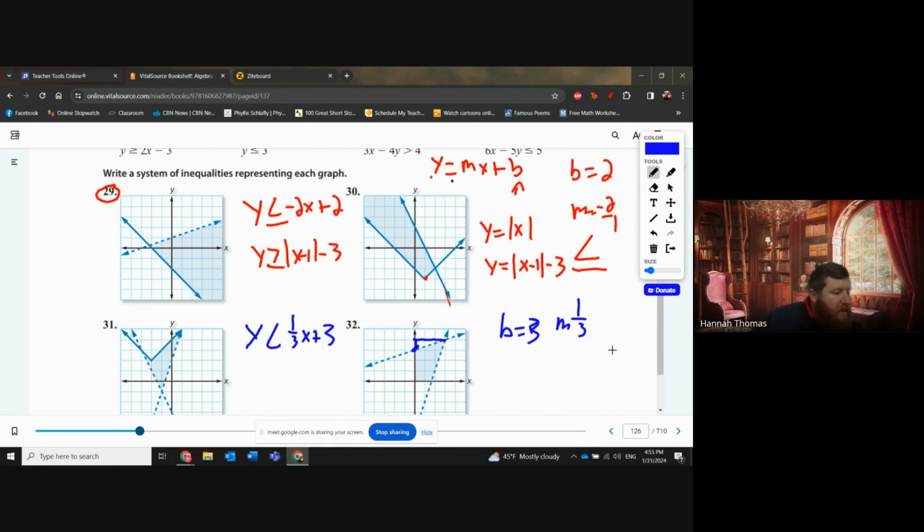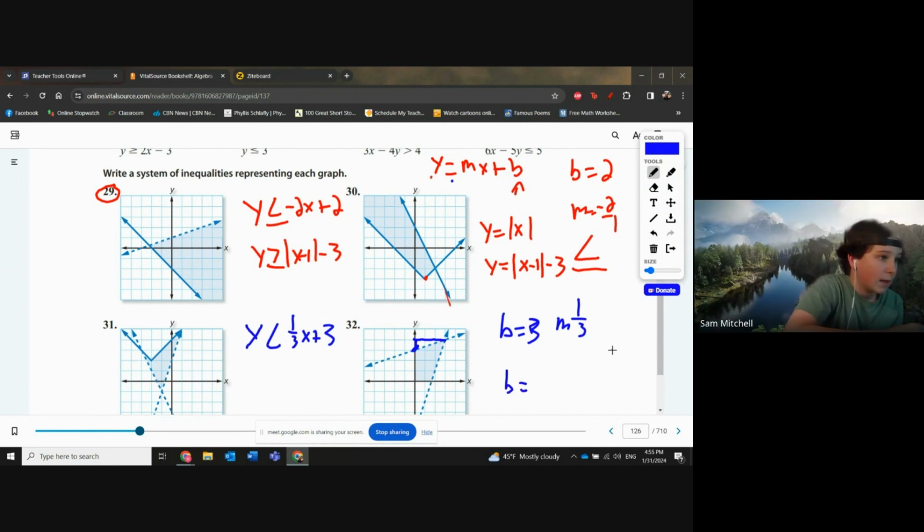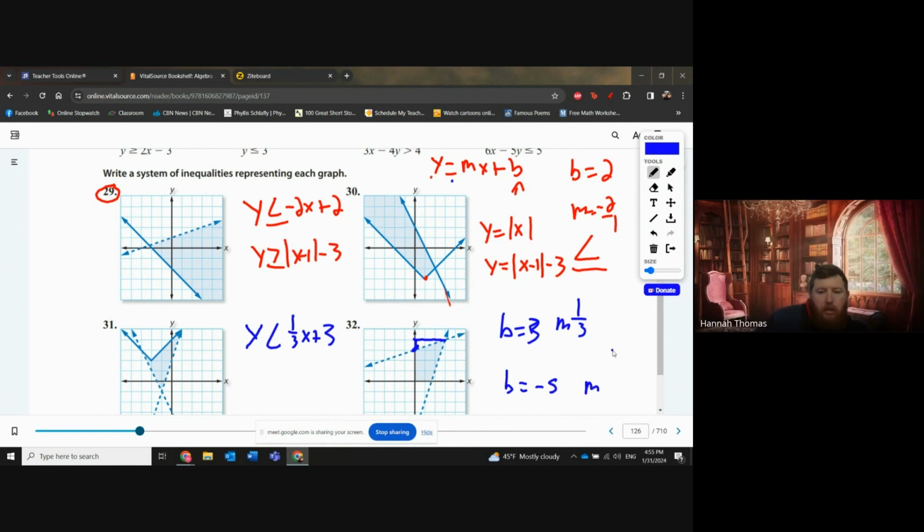Where does it cross the y-axis for the second one? On the y-axis, I can see that. Let's see, 1, 2, 3, 4, 5. It looks like negative 5. Yep. And then can you tell your slope?